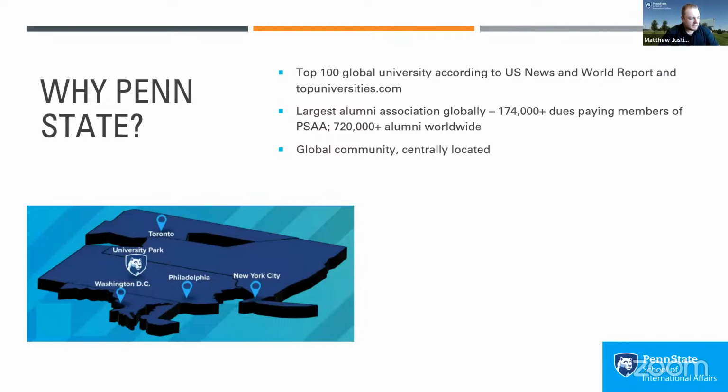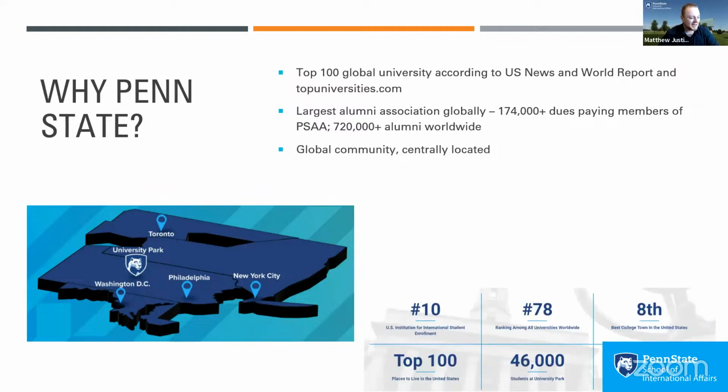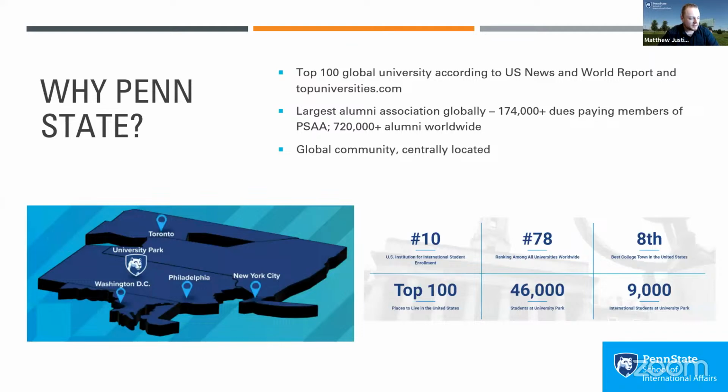SIA attached to Penn State has a global community, and it is centrally located. We are located between four major U.S. cities, DC, Philadelphia, New York, and Pittsburgh, but we're also located close to an international city, which is Toronto. And we do have students that go to Toronto frequently. I just learned a few of our international students went to Niagara Falls over the fall Thanksgiving break, which I thought was pretty cool to learn about.